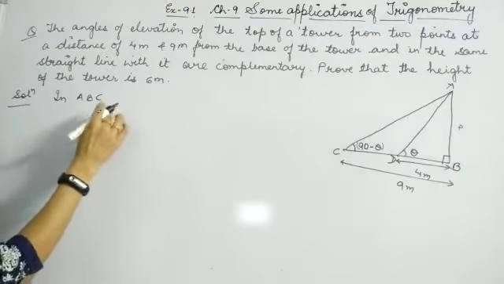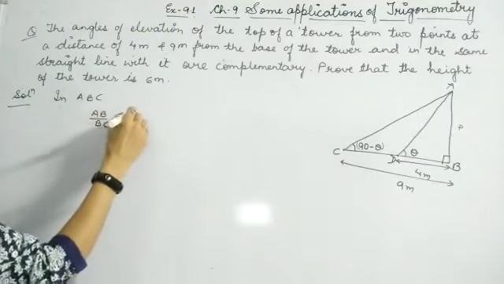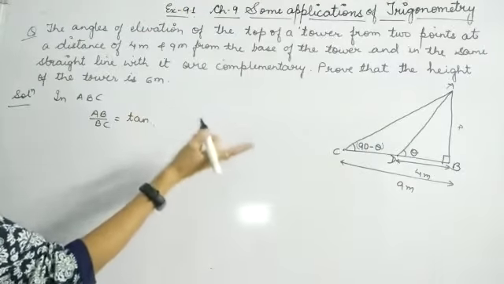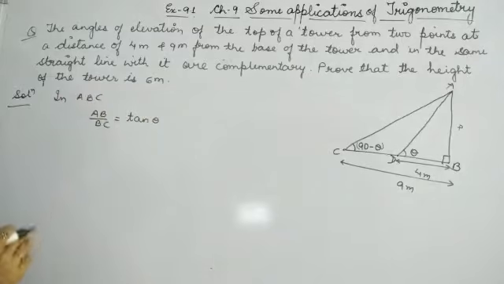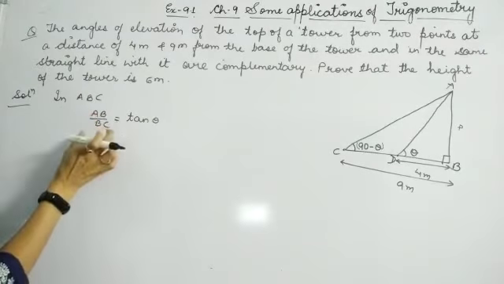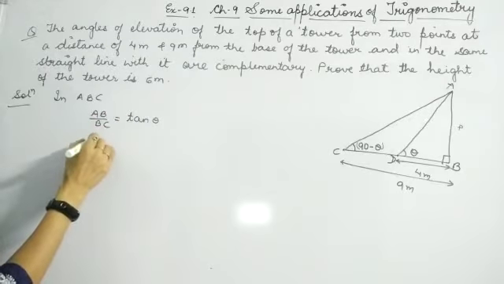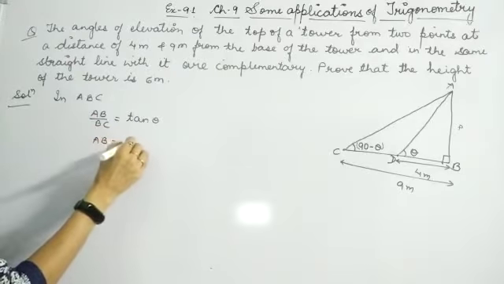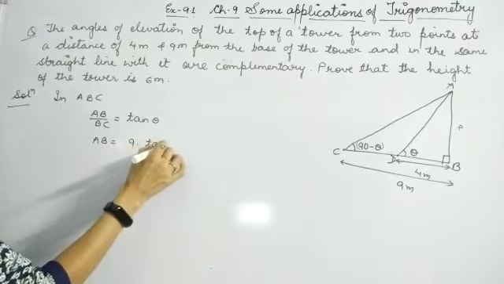And what is my AB by BC? This is perpendicular upon base, which is tan theta. What is theta over here? It is just given to you as theta. Now your AB is not given to you. This complete BC is 9 meters. So I can write AB equal to 9 into tan theta, which is just 9 tan theta.